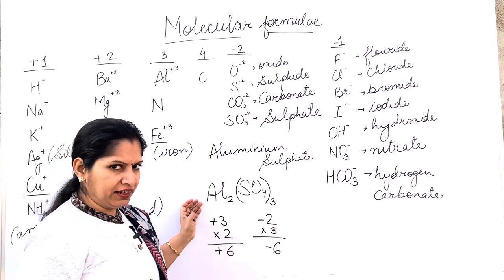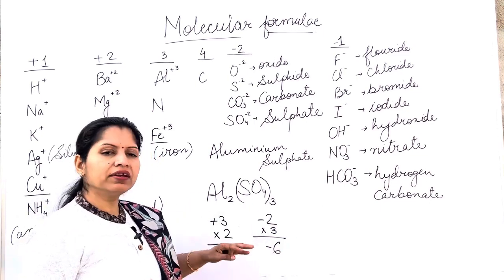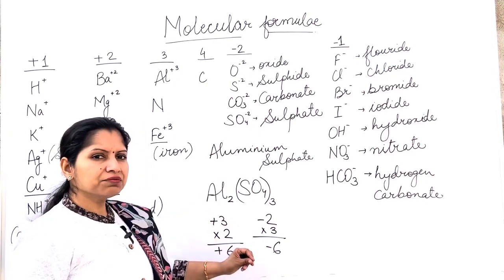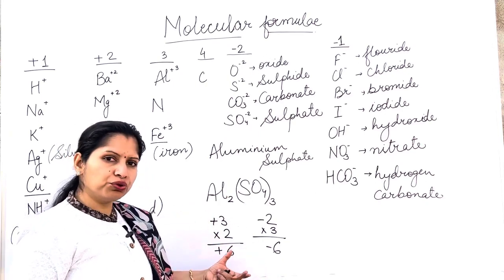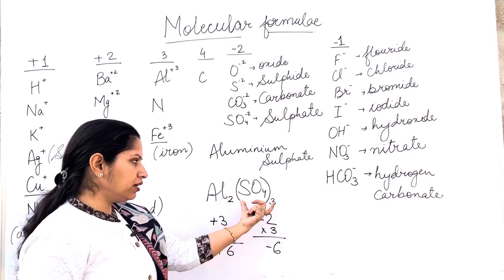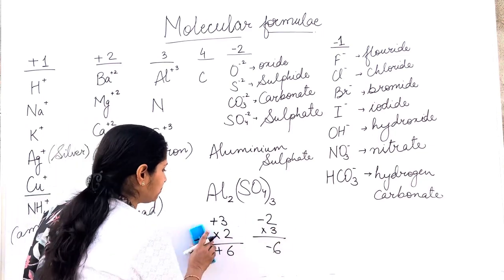So our molecule will become electrically neutral. This all you never need to explain to anyone or write anywhere in your answers, but this is a concept, so you should know why we are making it 2, why we are taking 3 parts of sulfate ion.